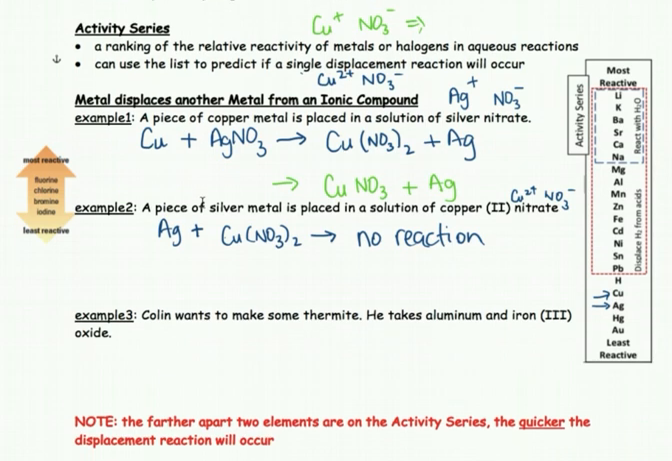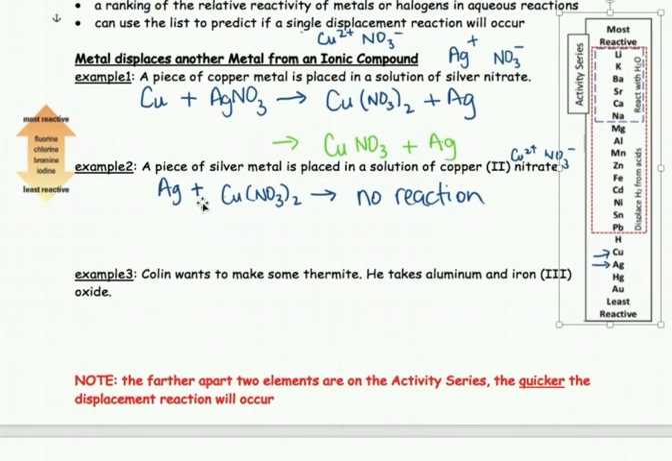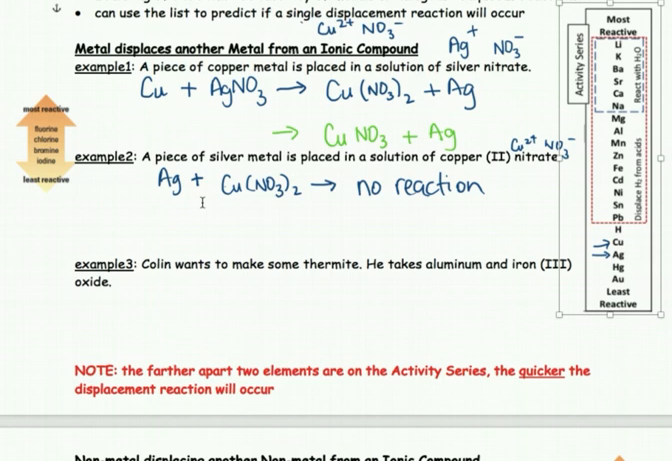Okay, so let's move on to the next example here. Example 3. Colin's trying to make some thermite here, and he takes aluminum and iron 3 oxide. Let's see if this is going to happen if he takes these reactants here.